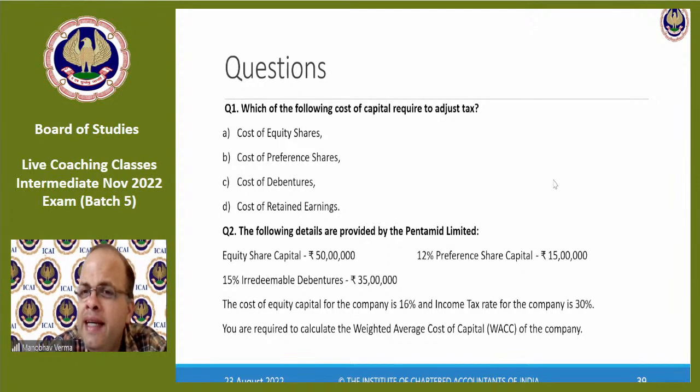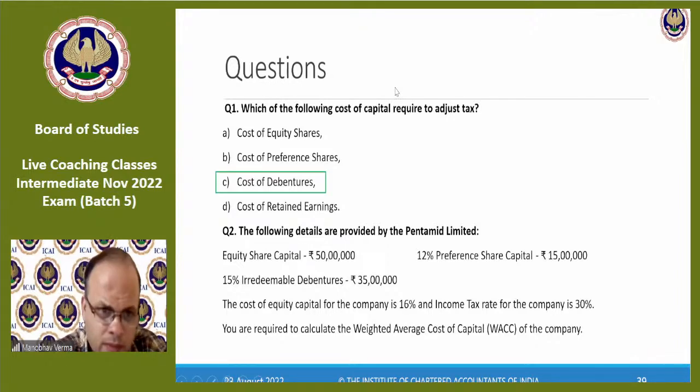Everyone is like, very easy question. Like everyone is saying tax benefit, we get it only on debenture interest. So the answer has to be C. Absolutely correct, guys. Super.